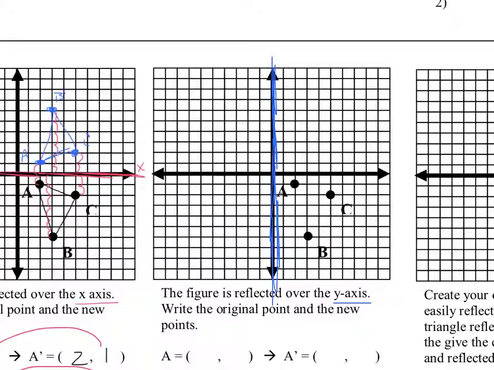So I'm going to do the same thing. This is 2 units away from my line of reflection, so I'm going to move it 2 units to the other side. This is now my A prime. This is 1, 2, 3, 4, 5 units away from my line of reflection, so it needs to be 1, 2, 3, 4, 5 units away on the other side. That's my C prime. And my B prime should be 1, 2, 3 units away on the other side.